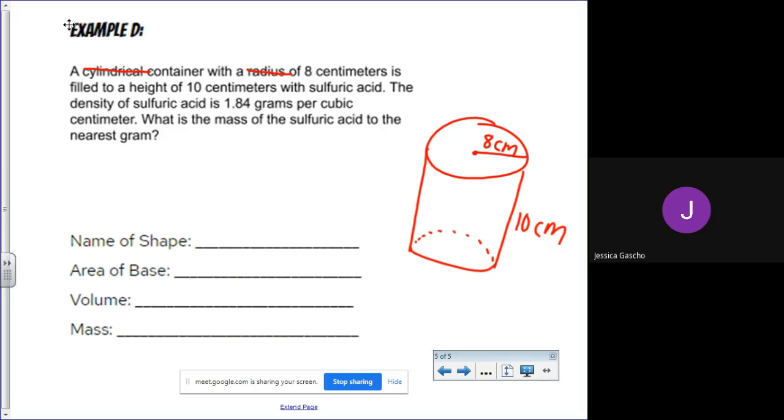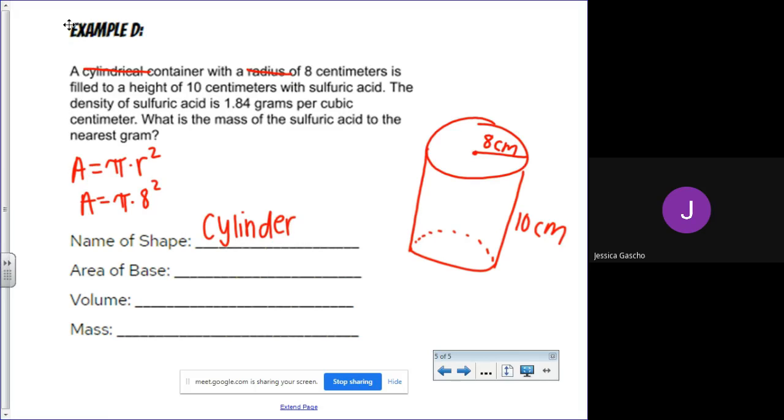Whoa, whoa, whoa. A lot of that was extra information, so I'm not going to worry about that second piece until I at least find the volume. So the shape ends up being a cylinder. They told us it was a cylindrical container. It also had a radius base, so we know it's kind of like a prism. The area of the base, remember, the area of a circle is pi times the radius squared. So in this case, it's pi times 8 squared.